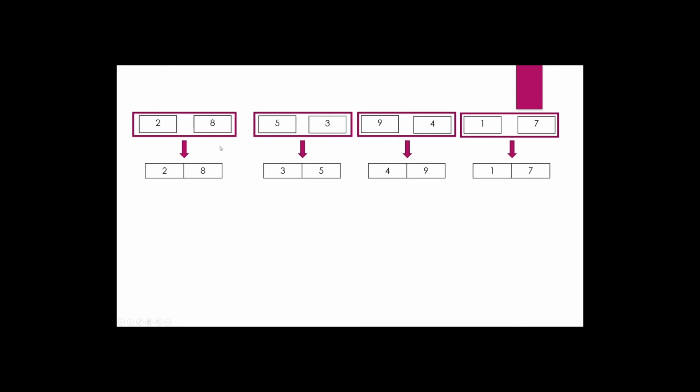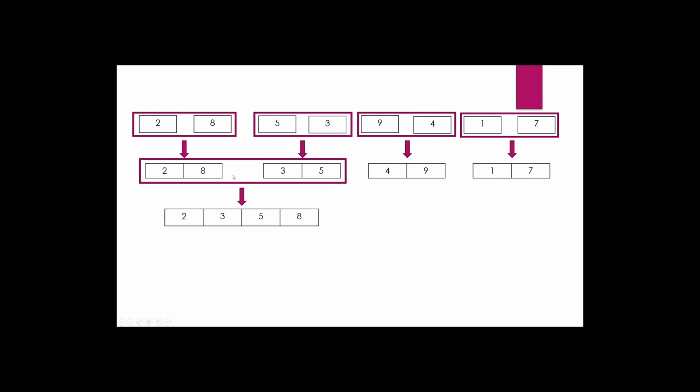Next we combine them into sorted order, with 2, 8 and 3, 5. We go like this: 2, 3. 2 is less than 3, so 2 will go first. Then 8 and 3. 3 is less than 8, so 3 will go first. And next is 8 and 5. 5 is less than 8, so 5 will go first. And then the next one is 8.